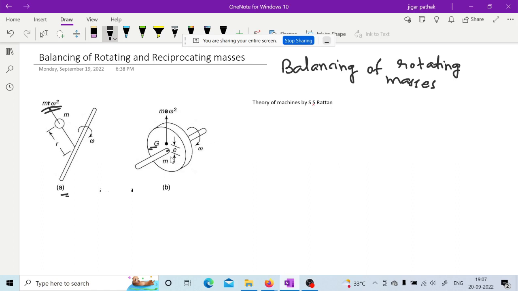So whenever you are having these unbalanced forces or unbalanced mass present in the component, you have to balance those mass, right?